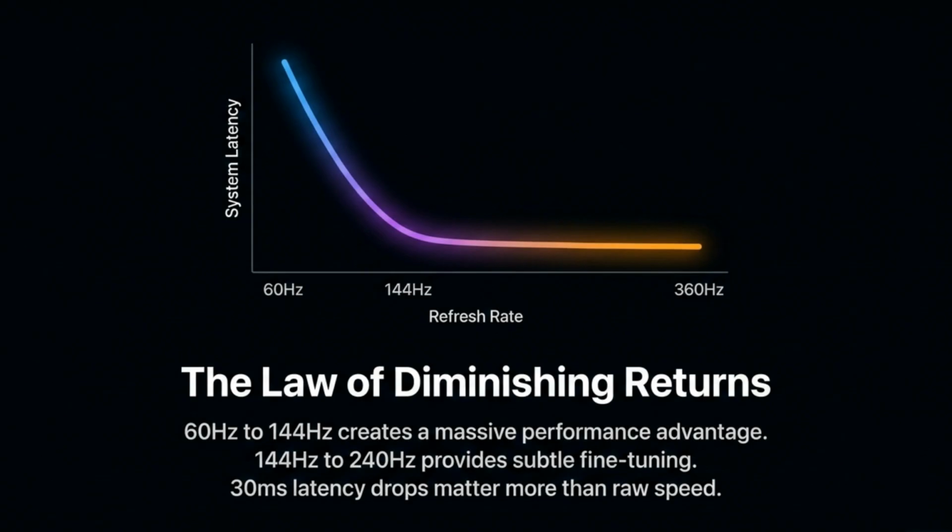Keep in mind the law of diminishing returns. The leap from 60 Hz to 144 Hz offers a massive performance advantage. Going from 144 Hz to 240 Hz provides subtle fine-tuning, but latency drops matter more than raw speed.